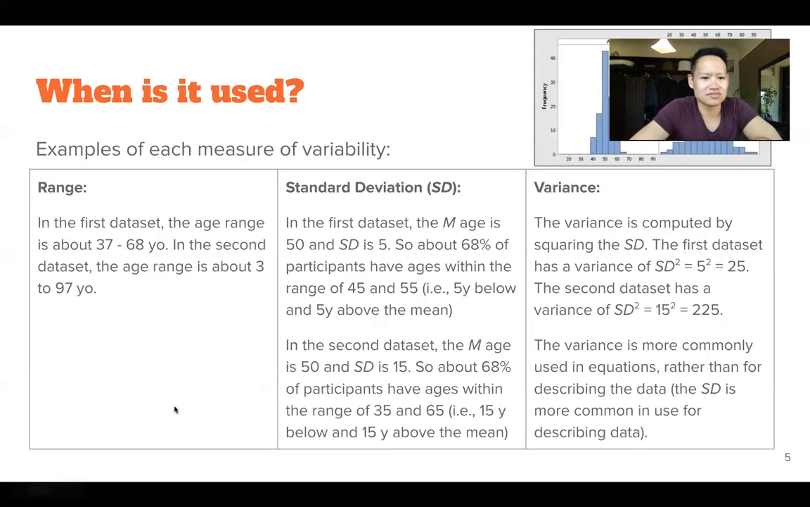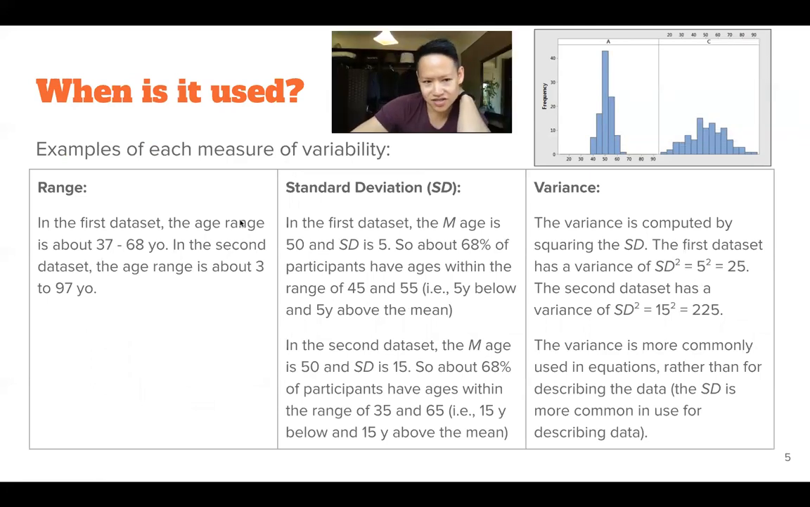Right. All right, so here are some examples of the three measures of variability. Again, we have the two data sets presented in histogram form. So this is a histogram. The range here for the first data set is around 37 to 68. Again, 37 around this mark, just by eyeballing it, looks like 37, and 68 around this mark, looks like 68. And the second data set ranges from 3 to 97 years old. Again, looks like 3, looks like 97.